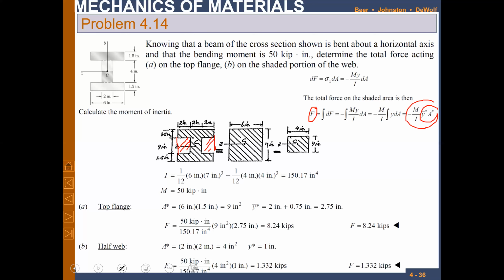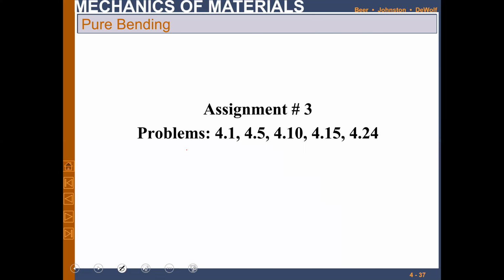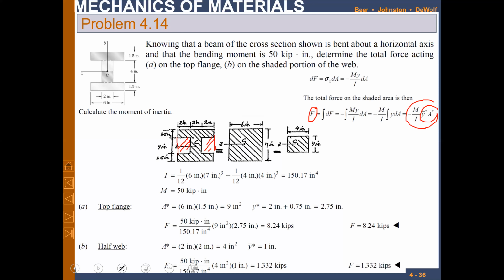We will end up with 150.17 inch^4. That will be the I for this particular I-shaped beam, right? M will be the moment that is applied, and this value is given to us, that is 50 kip-inch. Now the area of the top flange, we know it is 6. This is the top flange, right? The area of the top flange is 6 into 1.5, so it is 9 inch square. Y bar is basically the centroidal distance of this shape.